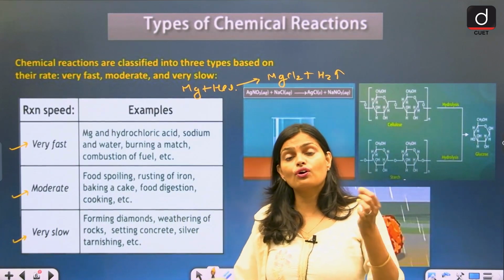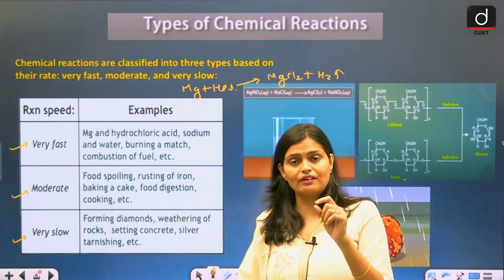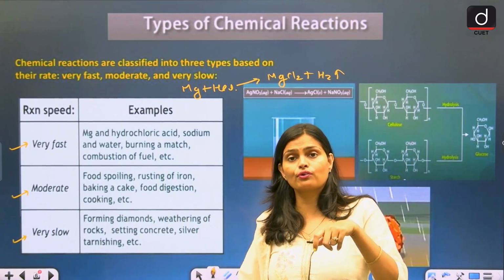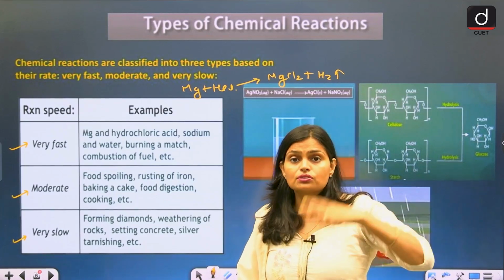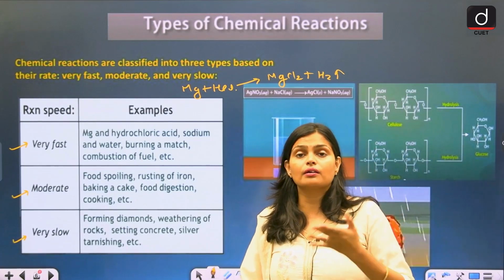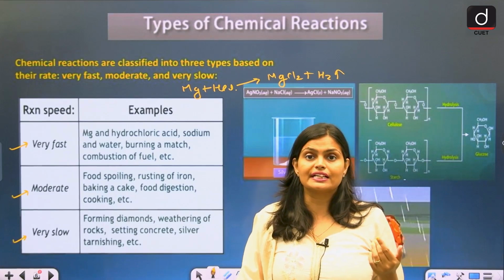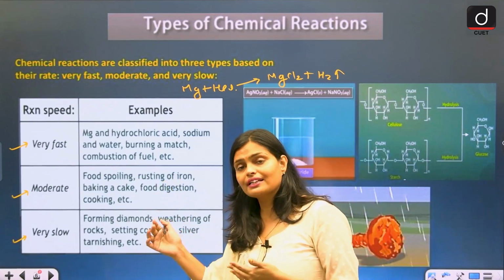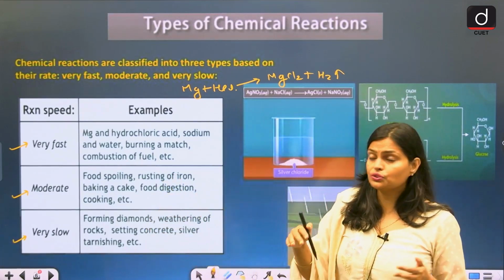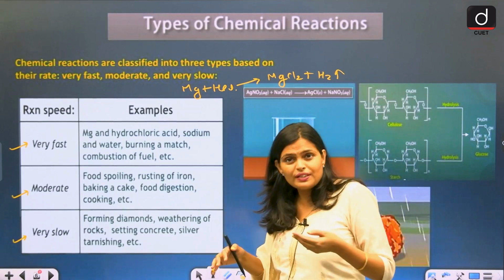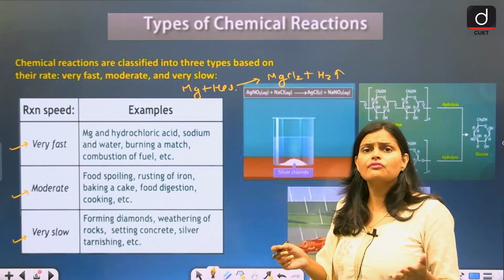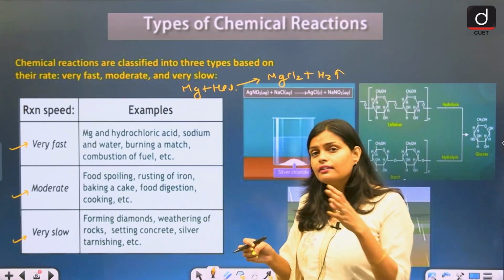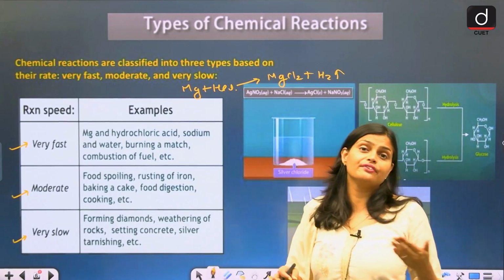Like when you have a sodium pellet and you add a water droplet to the sodium, very fast the test tube becomes hot, the exothermic reaction takes place, right? So the reaction which takes place within a second or within 1 or 2 minutes is considered a very fast reaction.